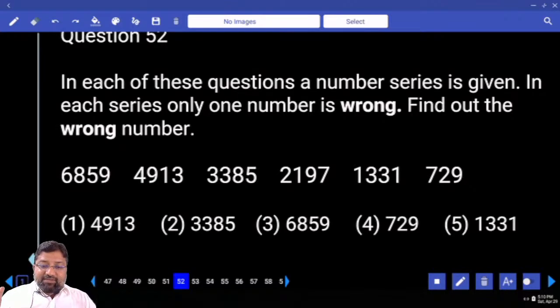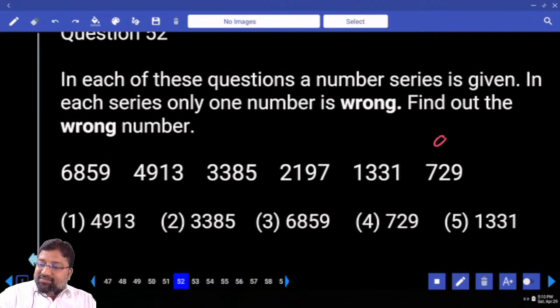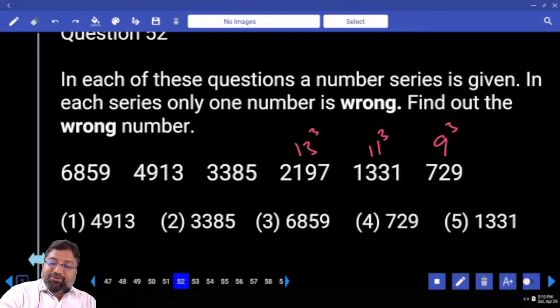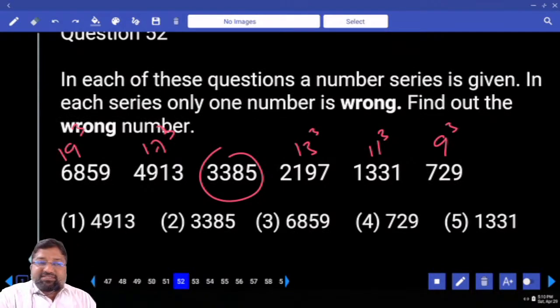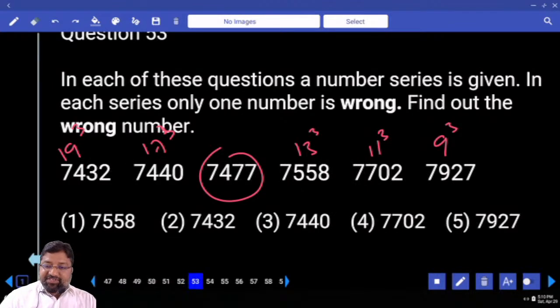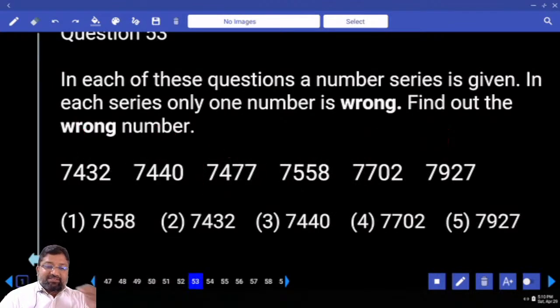As soon as you see the numbers, something should strike into your mind. How much is this? This is 11 cube. This is 13 cube. This should be 15 cube. What is 15 cube? This is 17 and this is 19. No. What is 15 cube? 3375. Increasing or decreasing? Come on. Increasing or decreasing?